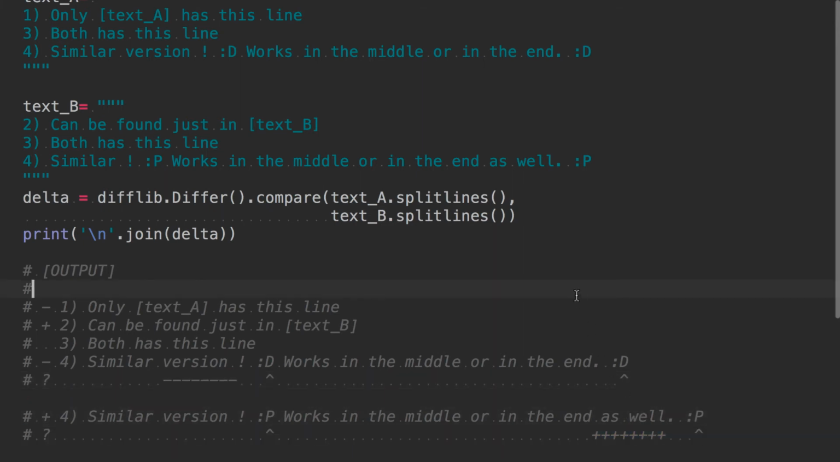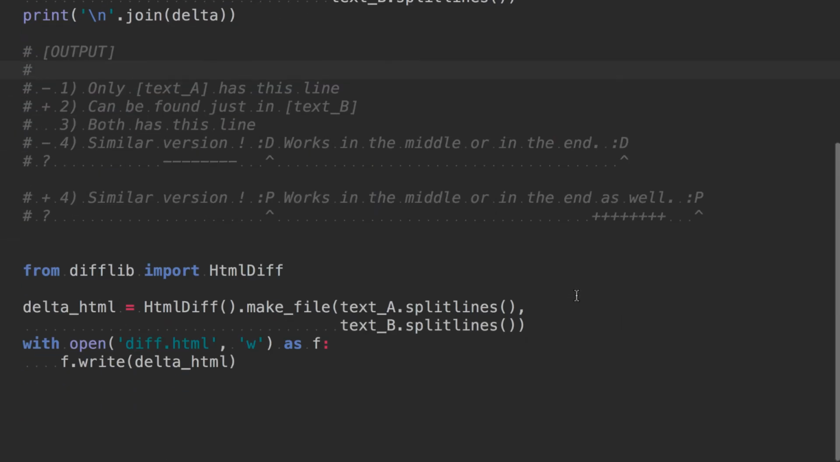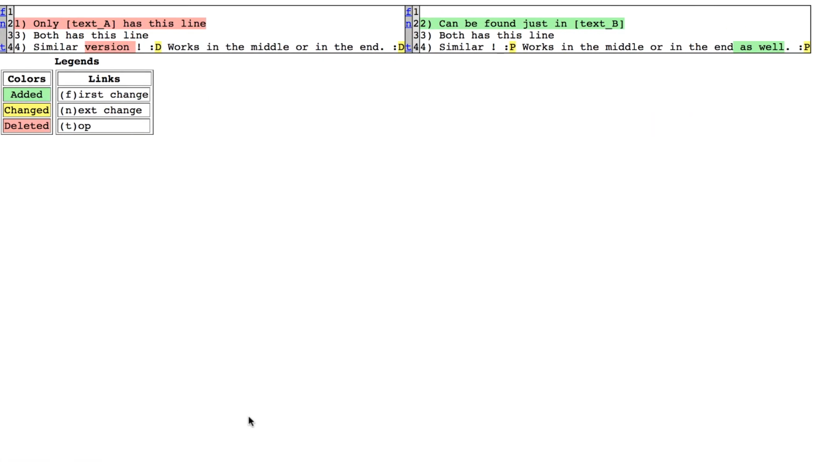Okay, that's quite nice, but fortunately we can produce a much nicer look for our diff. That's where HtmlDiff comes in. It's very similar to the Differ. We split the text, create a delta from them, and in that case we write it to a file. Let's open up the generated HTML.